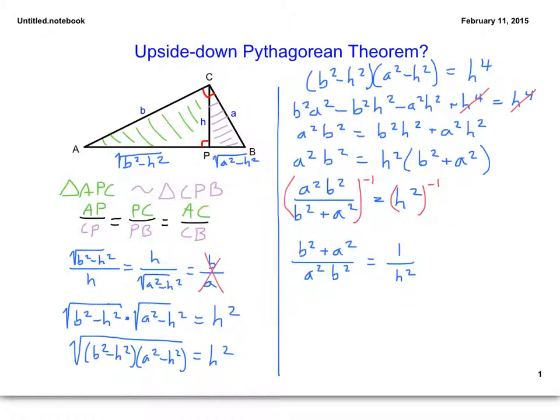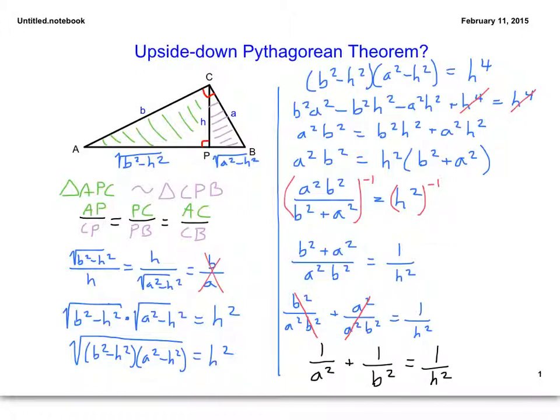And this part here, notice the numerator now is something plus something, so that could be separated. We couldn't separate this one. The plus sign was in the denominator, but numerator we can separate. So this portion becomes b squared over a squared b squared, plus this portion, a squared over a squared b squared. And what we see is that the b squareds cancel here, and the a squareds cancel there, leaving us with the incredible upside-down Pythagorean theorem that 1 over a squared plus 1 over b squared equals 1 over h squared.